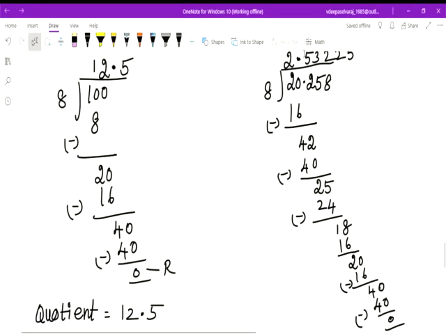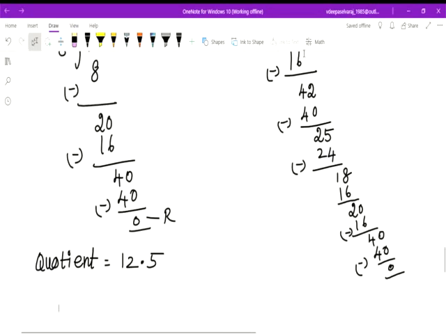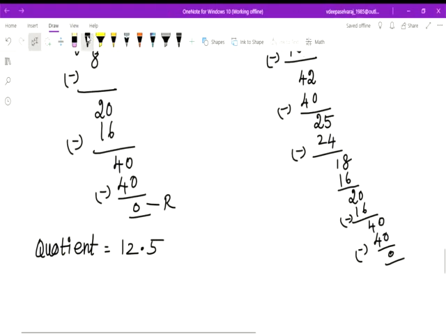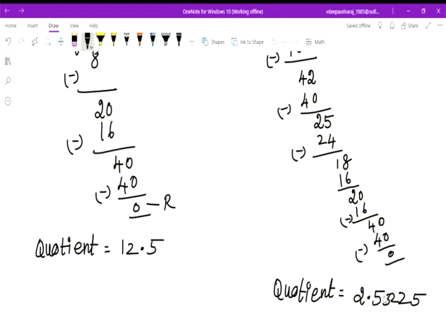Quotient 2.53225. Now the quotient is 2.53225. Do you understand, children? What is the quotient? 2.53225. Okay, the remainder is 0. Thank you, children.